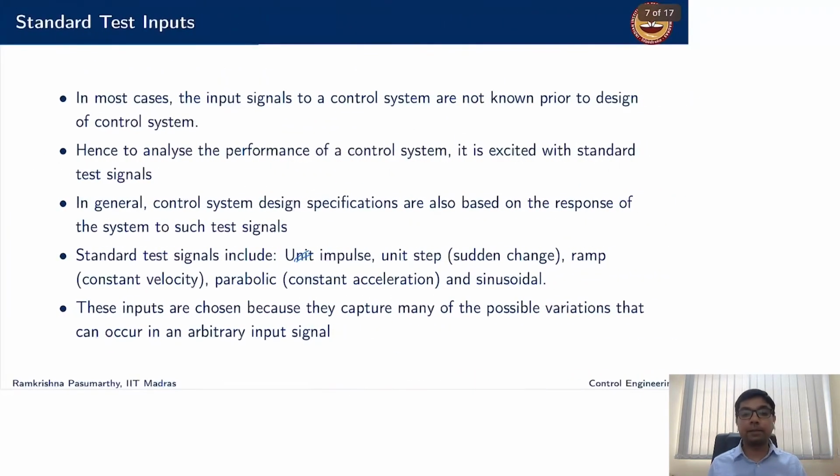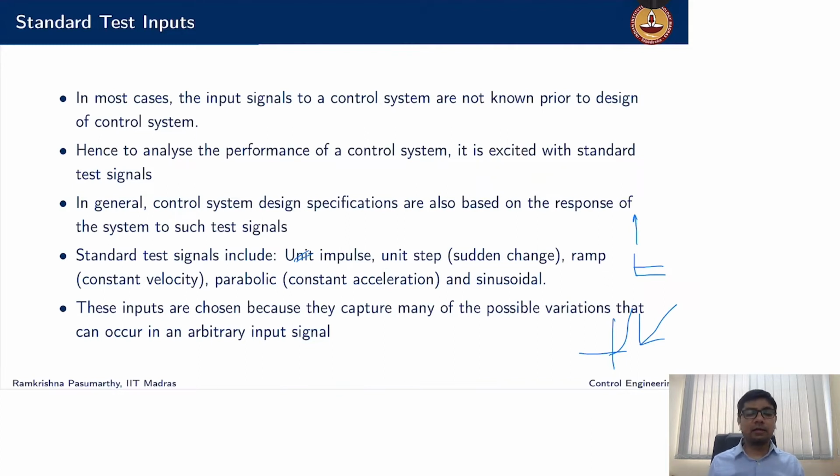Then I see how the system behaves to a sudden change in input. My fan is at zero voltage. I switch on, it immediately experiences a voltage of 230 volts. Then what happens? Similarly, I can have test signals. So I had the impulse of this form. Then I have a step of this form. Signals could be of ramp, a parabolic nature, and so on and so forth.